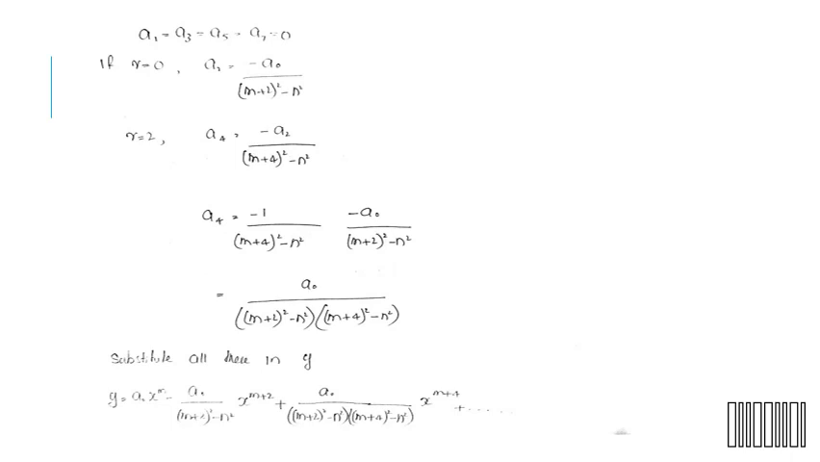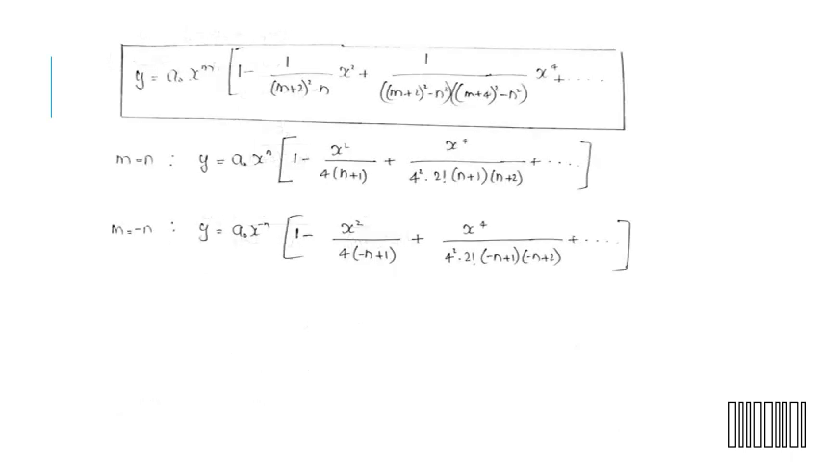So substituting all these in y, we get y equal to a naught x raised to m, minus a naught by ((m plus 2) whole square minus n square) into x raised to m plus 2, plus a naught by ((m plus 2) whole square minus n square) into ((m plus 4) whole square minus n square) into x raised to m plus 4, and so on. The final equation can be written as y equal to a naught x raised to m into (1 minus 1 by ((m plus 2) whole square minus n square) into x square plus 1 by ((m plus 2) whole square minus n square)((m plus 4) whole square minus n square) into x raised to 4, plus summation of the rest of that).